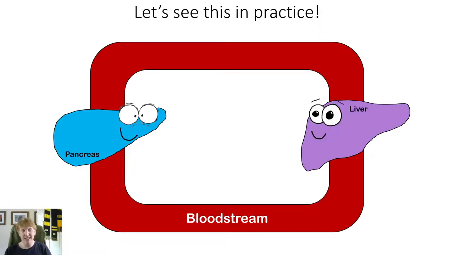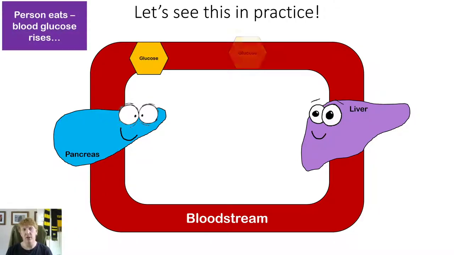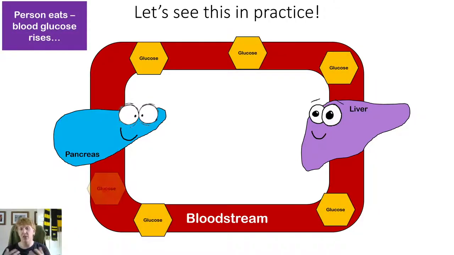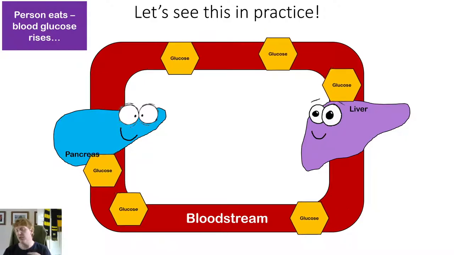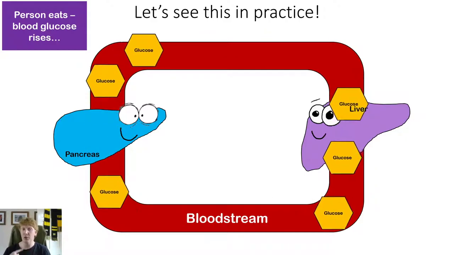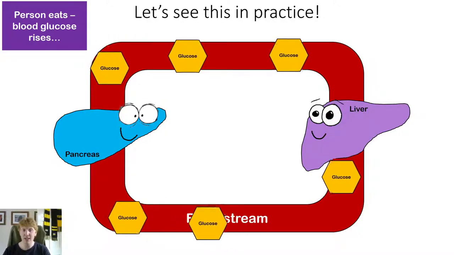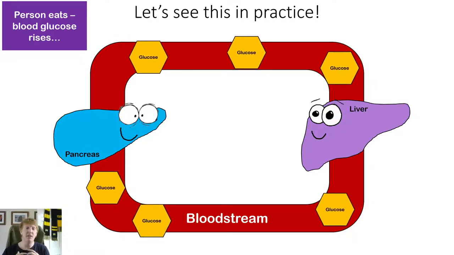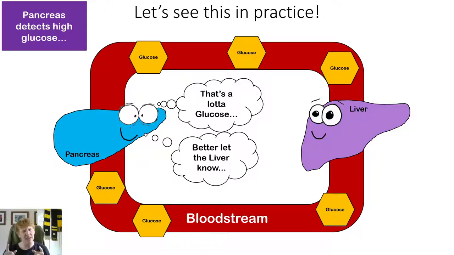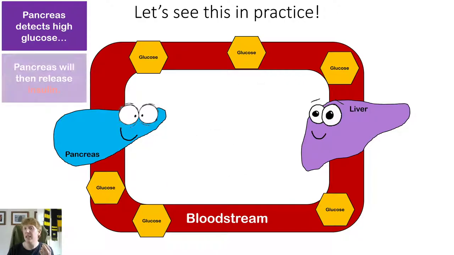All right, let's see this in practice. So first off, the person eats, and so glucose is absorbed into the bloodstream and it's cruising around the body. Your glucose in your bloodstream is moving around. Well, what's going to happen is the pancreas is going to detect this. That's a lot of glucose. Better let the liver know. So it's going to send a signal to the liver. Now, if you remember from the last slide, it is going to release a hormone known as insulin.